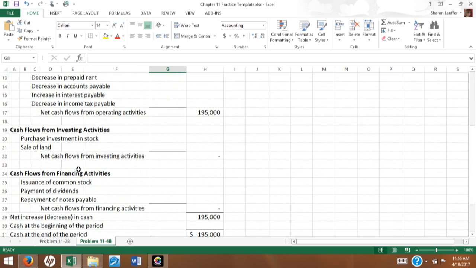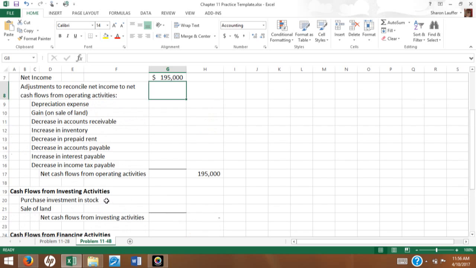And then the next section is the cash flows from investing activities, which would have to do with cash used or provided from any kind of investment activity. In this case, we've got a sale of an asset and a purchase of some investment in some stocks. And then our cash flow from financing activities is any kind of cash provided or used in the issuance of stock or dividends or borrowing or repayment of borrowing. All those are financing activities, and the cash associated with those activities would be in the 3rd section.